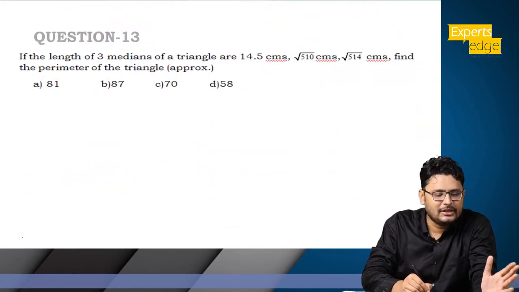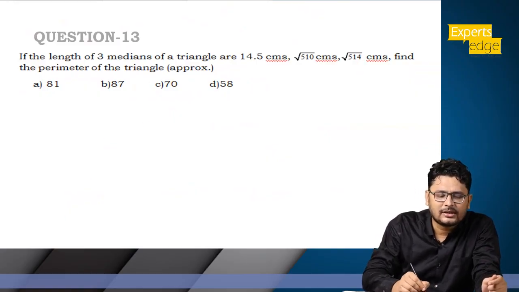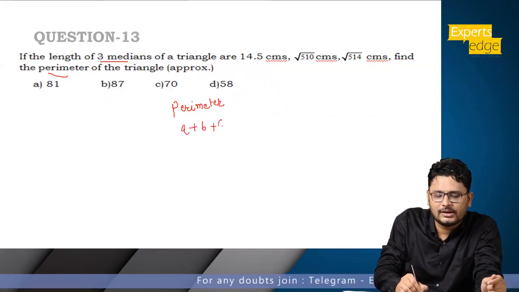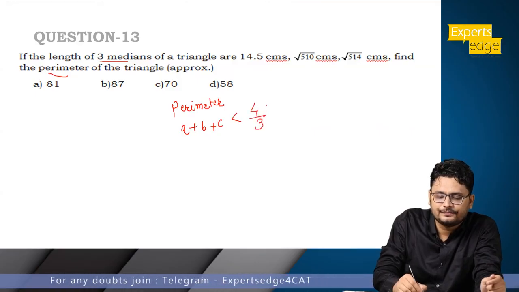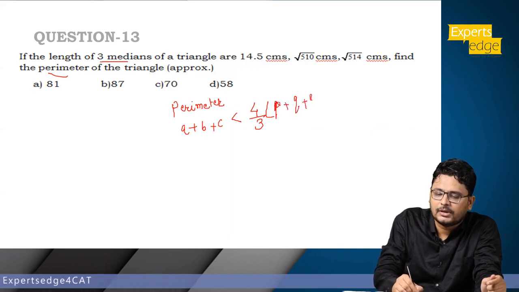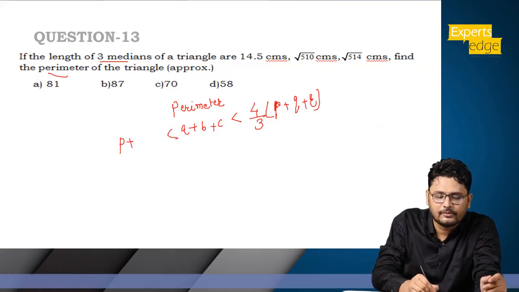Believe me, this will take hell lot of time अगर आप नॉर्मल इससे करोगे तो, राइट. यहाँ पे क्या दिया है, मीडियंस का लेंथ दिया और आपको पेरीमीटर का पूछा है, तो क्या रिलेशन होगा वो. If you remember, the perimeter lies between what? Perimeter is ABC, the sum of the sides, it has to be between the sum of the medians and 4/3 of sum of the medians, right? Let's say the medians are P, Q, R, and the lowest it will be is nothing but P plus Q plus R only.